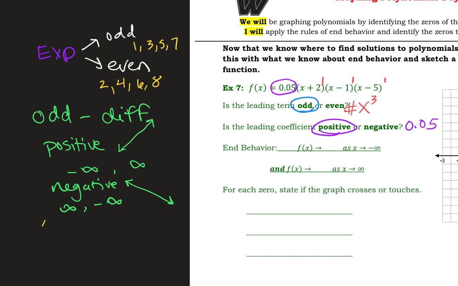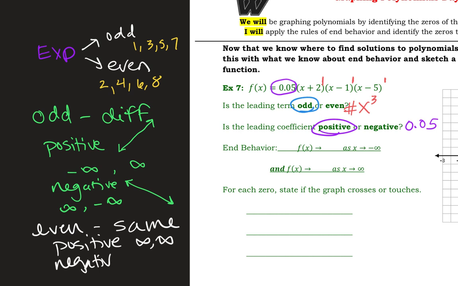Remember that? I know some of us didn't catch it, but we're going to try to get that down, okay? Now if it's even, this is when they were the same. This one was easier, right? Because if they were positive, they were both infinity. And if it was negative, they were both negative infinity.